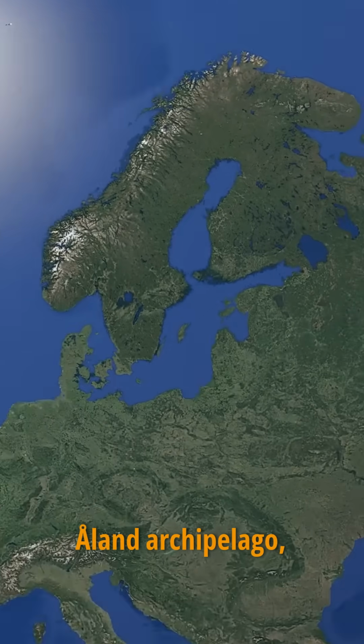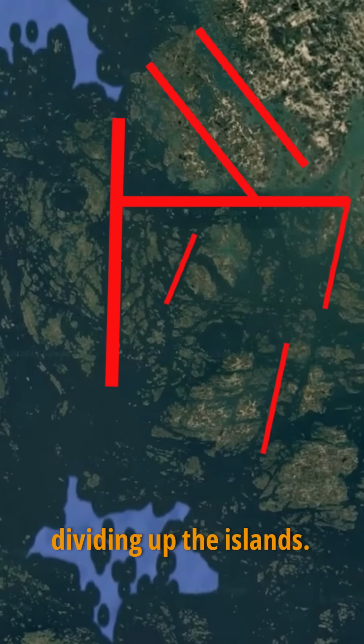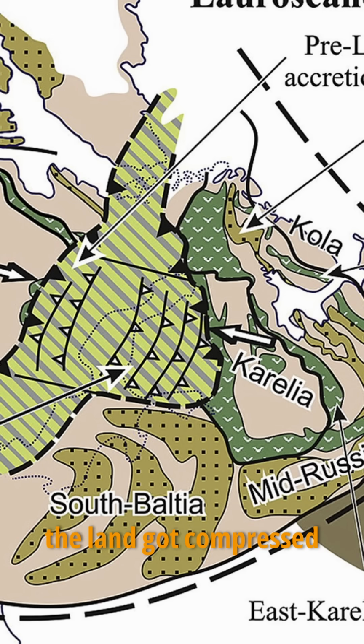If you look in the Åland archipelago, you will see these strange lines dividing up the islands. So how did these form? Well, it began with the Svecofennian orogeny from around 1.9 to 1.87 billion years ago. During this orogeny, the land got compressed and folded.